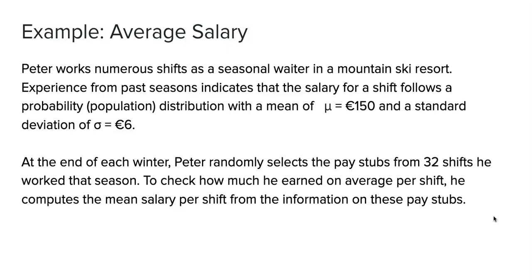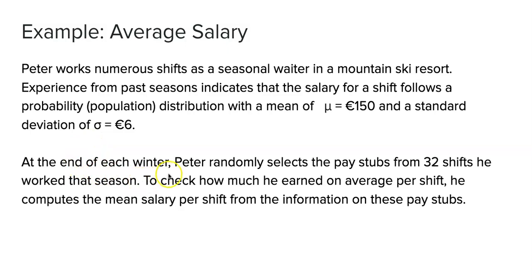Average salary. Peter works numerous shifts as a seasonal waiter in a mountain ski resort. Experience from past seasons indicates that the salary for a shift follows a probability population distribution with a mean of 150 euro and a standard deviation of 6 euro. Now, write these two numbers down or highlight them. These are the population mean and the population standard deviation. We use them to find the mean and the standard deviation for the sample mean.